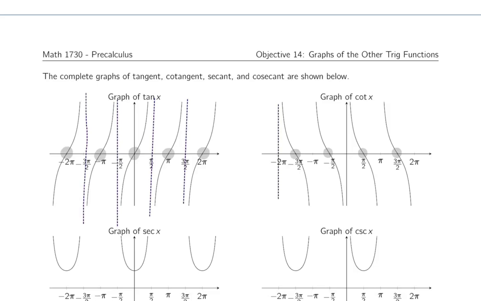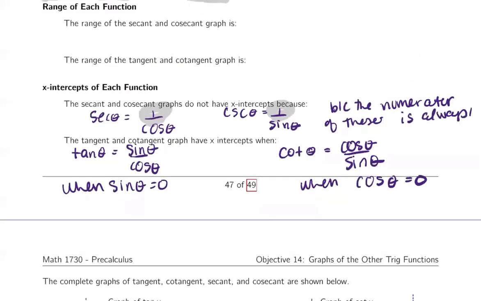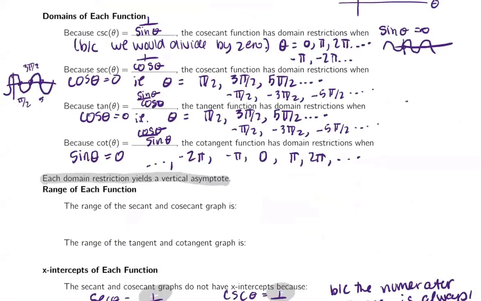But what we can see is that for tangent, we have our domain restrictions. We have our vertical asymptotes at 3 pi halves, 5 pi halves, and so on, like we just said. And for cotangent, we have our vertical asymptotes, our domain restrictions, at the multiples of pi, right? That's what we had set up here. Cotangent at multiples of pi. Tangent has its vertical asymptotes at all the halves.